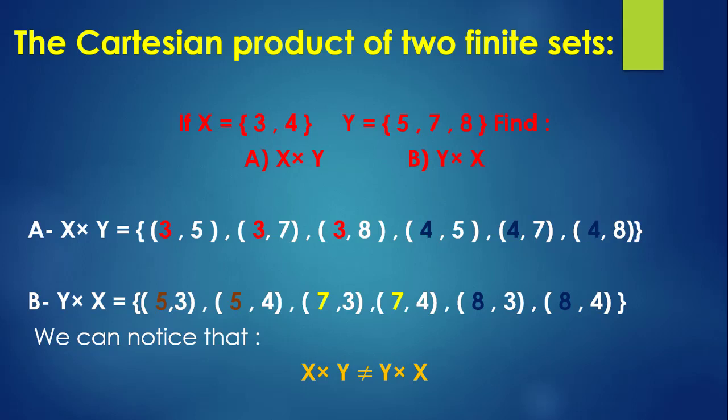Now we know how to get a Cartesian product of two finite sets. I write an ordered pair. Each ordered pair consists of two projections. The first projection should be from the first set, for example, here x and y. So the first projection should be from x and the second projection from y. I write all the ordered pairs in which the first projection belongs to set x, and the second projection belongs to set y.